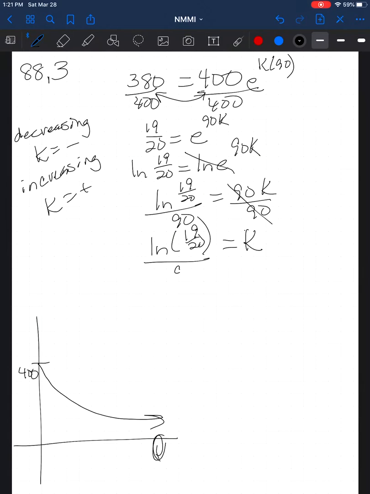Notice how I put that in parentheses because I don't want it to get confused. I'm taking the natural log only of 19/20 and then dividing that by 90. So let's go ahead and write our equation. A sub t equals, the initial amount was 400, e to the ln of 19/20 divided by 90 times t. All right, now I'm ready to go back and look at the rest of the problem. It says, assume an exponential decrease and determine the half-life of the substance.